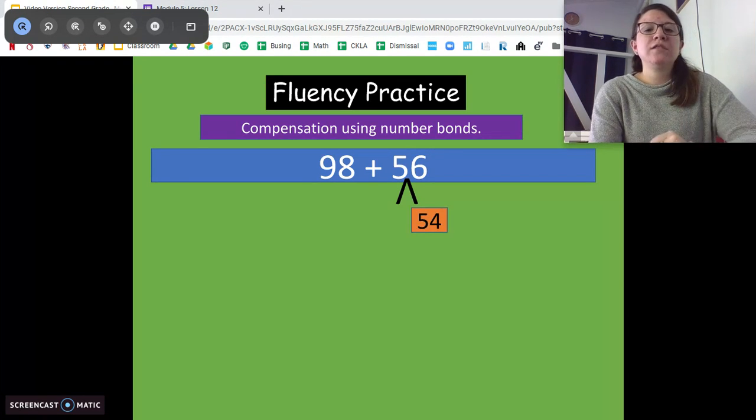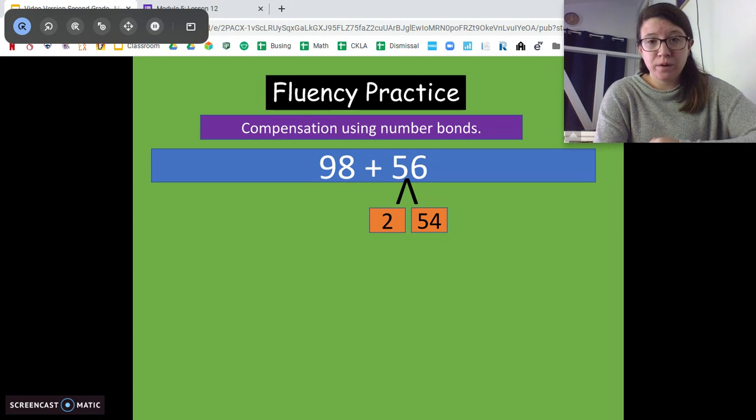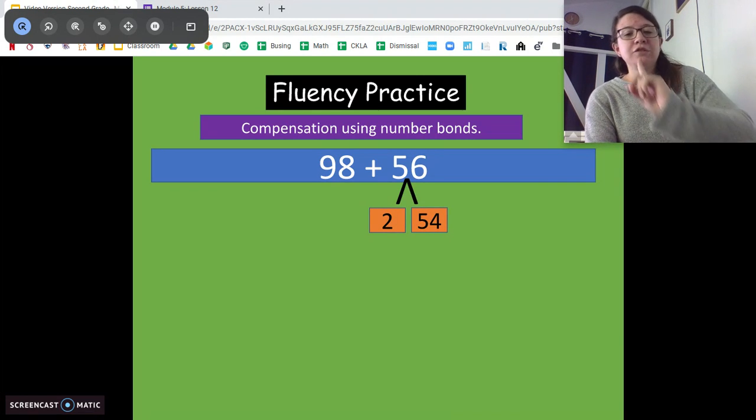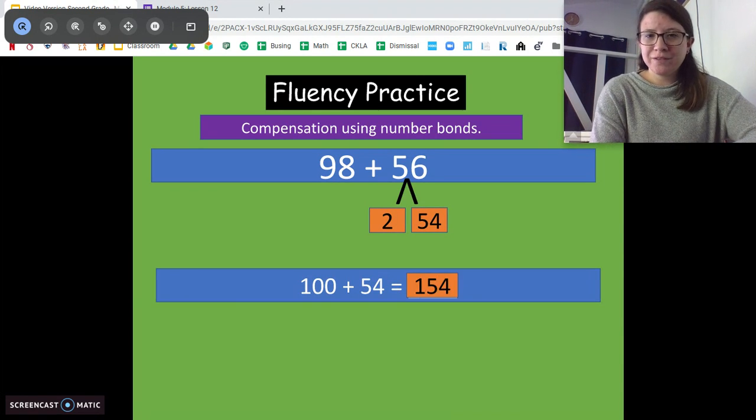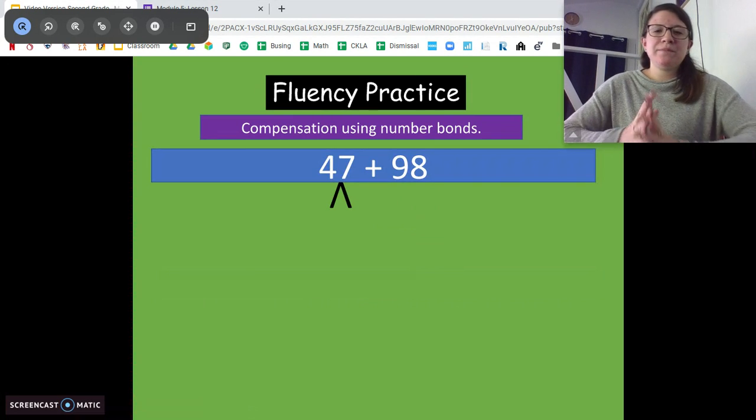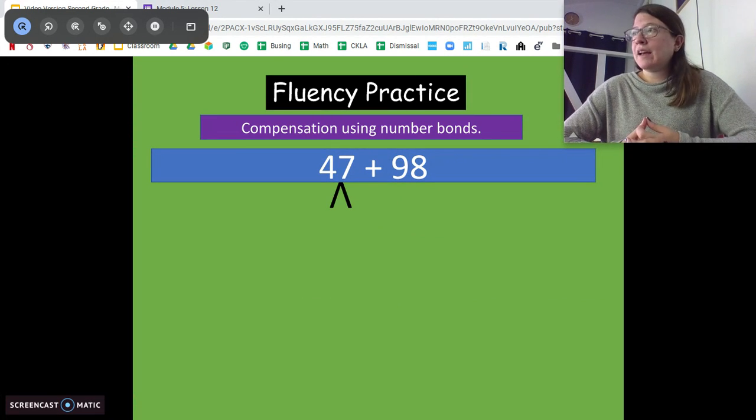Good, you need 2, right? So we're going to take the 2 out and we get 54. So we have 98 plus 2 is 100, plus 54, 154. Good job. Next one. Same idea, get 98 to its next 100. Pause and solve.